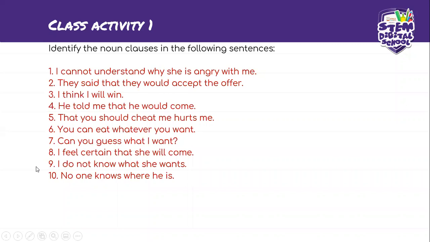All right. Number two, they said that they will accept the offer. What is our noun clause there? They said that they will accept the offer.